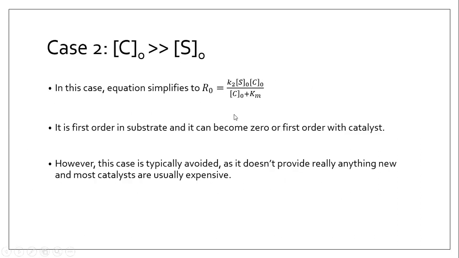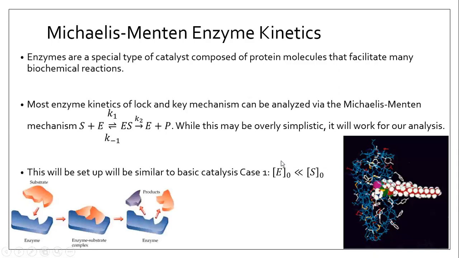Now, case 2, where we have a lot more catalyst and very little substrate. In which case, that simplifies the equation where S0 drops out. Now, if this is first order in substrate, it can become 0 order or first order with catalyst. However, this case is typically avoided as it doesn't provide really anything new, and most catalysts are usually pretty expensive. So usually we don't want more catalyst than substrate.